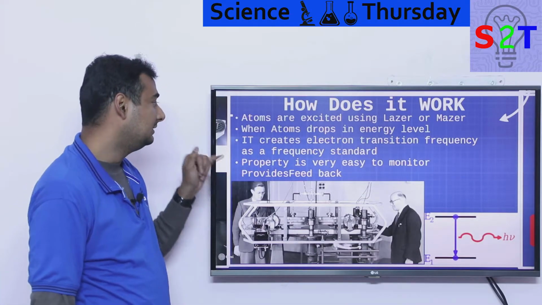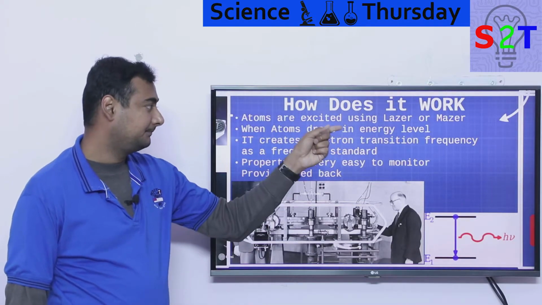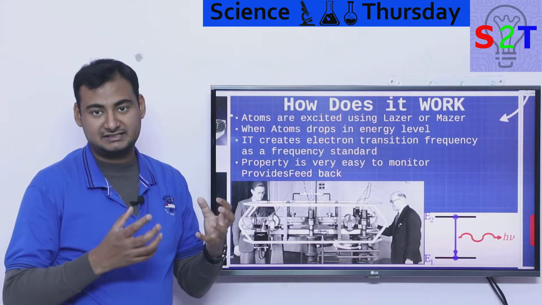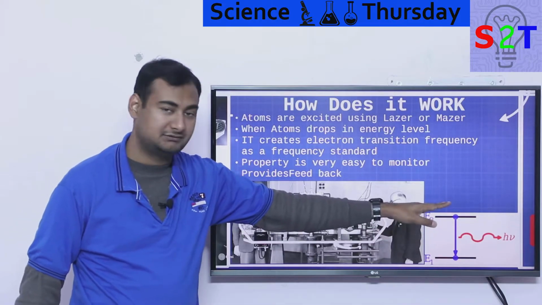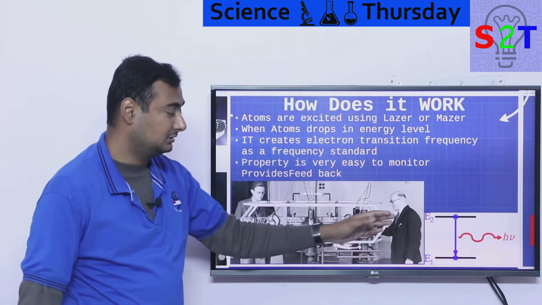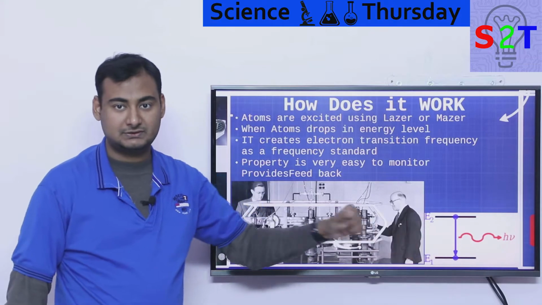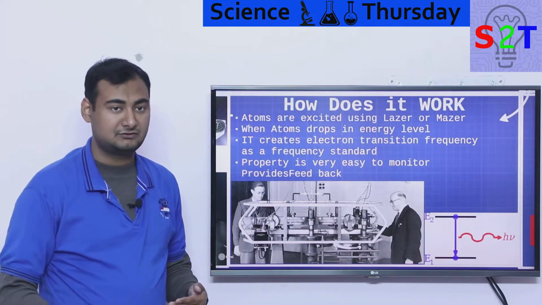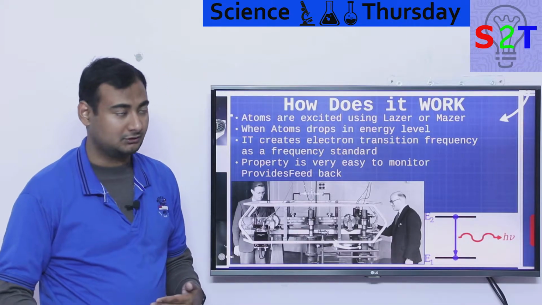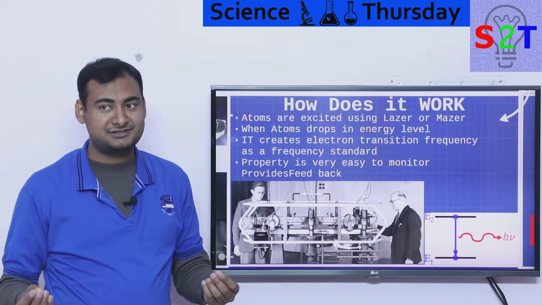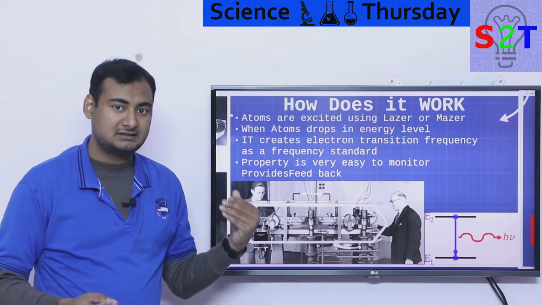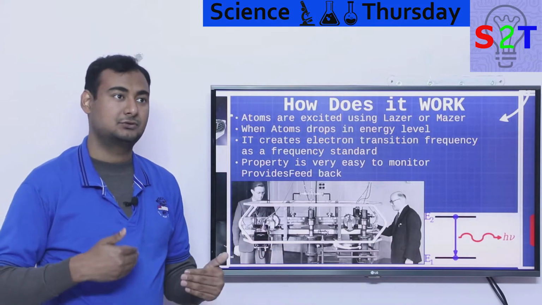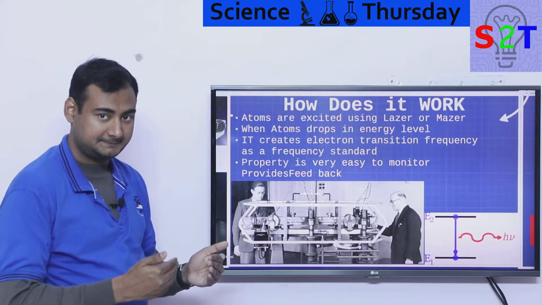Now atoms are excited using a laser or maser. If you are familiar with chemistry from school, once things are excited, they want to calm down. Basically they want to go from a high energy state to a low energy state. When they do that, they give off photons. Those photons are unique to every element. Aluminum will give a different photon than hydrogen. All photons are the same, but their frequency will be different. Some photons will be emitted in ultraviolet, some in microwave, some in infrared. So you're getting that.